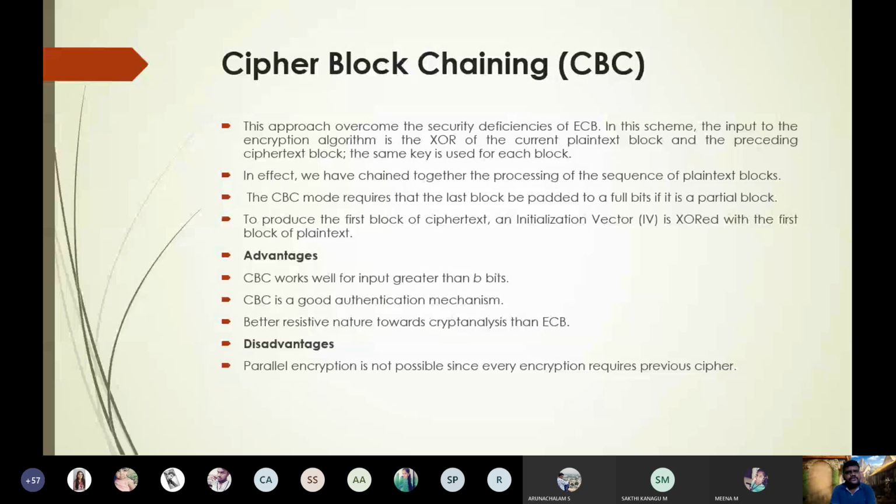CBC works well for input greater than B bits. B bits is a fixed size. It may be 32 bits, 64 bits, or 128 bits. This cipher block chaining will work well for inputs greater than B bits. So if the given input is more than the fixed size, we can use cipher block chaining. The second advantage is that CBC is a good authentication mechanism.